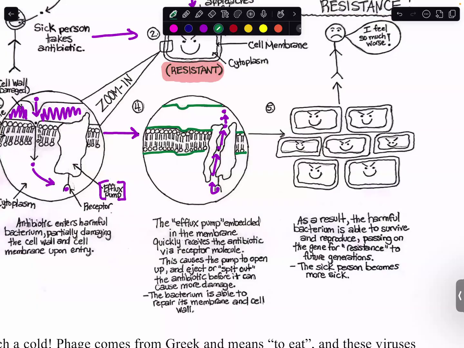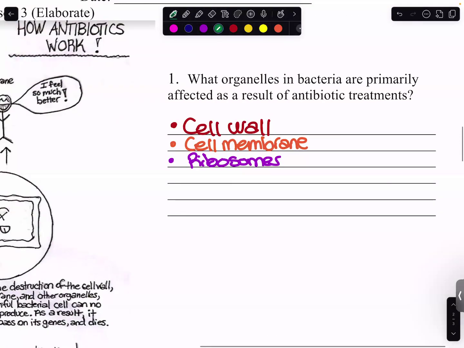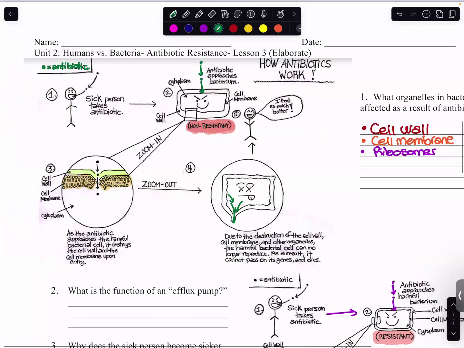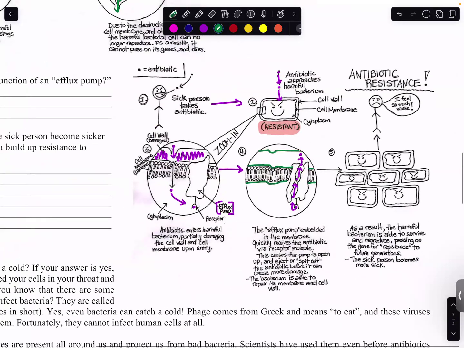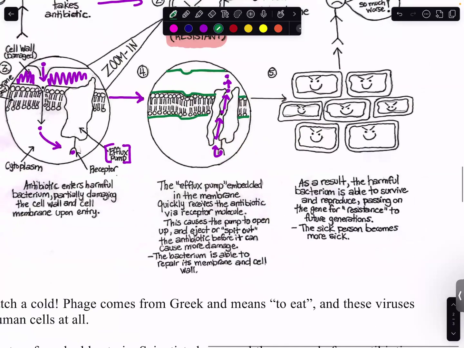So when it's spitting it back out, it's going to be able to repair itself so that the contents don't leak out, like here or where it was permanently broken. It's going to start to repair while spitting it out, right? So if we read the caption for 4, it says the efflux pump embedded in the membrane quickly retrieves the antibiotic via a receptor molecule.